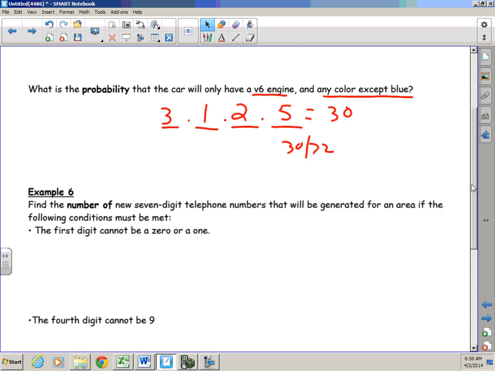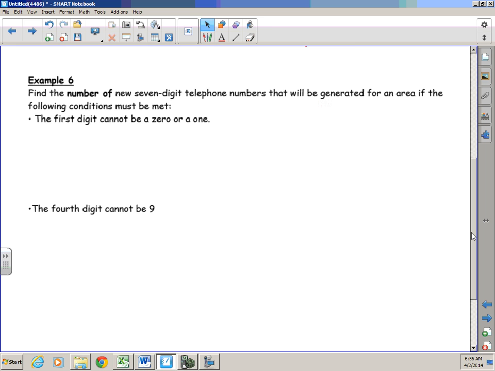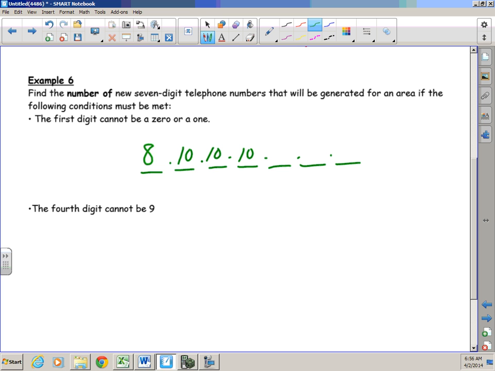All right, next one. We have a 7-digit telephone number, and we want to know the number of phone numbers we can generate with the following conditions. So I'm going to put my 7 spots. And my restriction is the first digit cannot be 0 or 1. That means I have 8 to choose from. It doesn't tell me that digits can't be used more than once, so all 10 are up for grabs after that. So I have 8 million different phone numbers I can come up with.